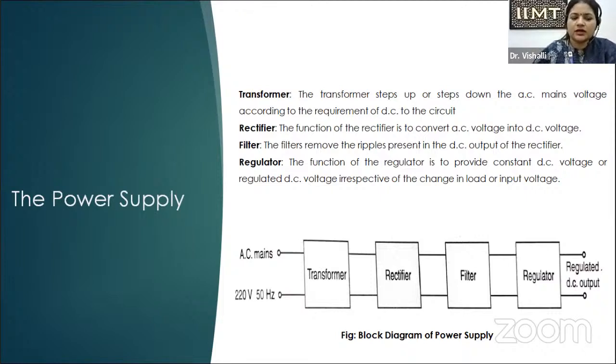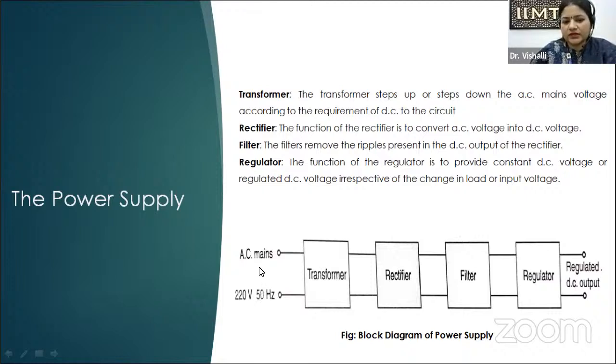Nowadays, this power supply circuit is almost there in every electronic equipment, and the main purpose of this power supply circuit is to convert the AC into DC. So this is a block diagram of the power supply circuit, and a rectifier is a part of this power supply circuit. So what is there in this diagram?